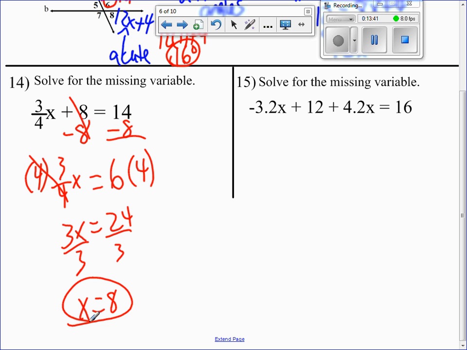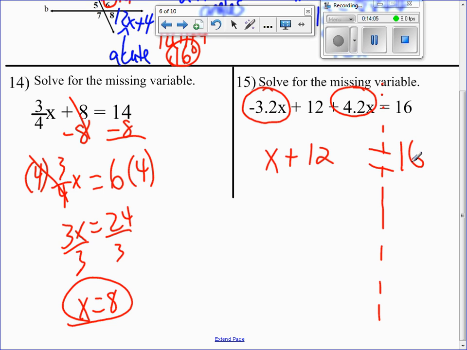On the right-hand side, nothing different, just decimals. So I see that this and this, the terms that both have an x in them, are on the same side of the equation. If you want to, draw a line, you can see that, oh look, they're on the same side. Let me combine like terms. Negative 3.2x plus 4.2x is 1x. They're just x plus 12 equals 16. Minus 12 from both sides. X equals 4.